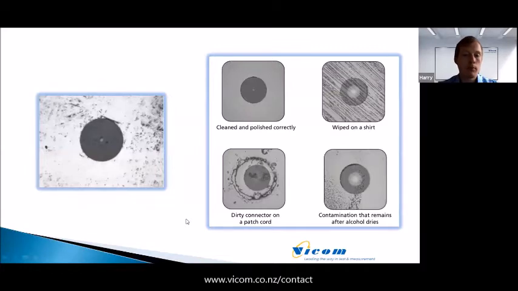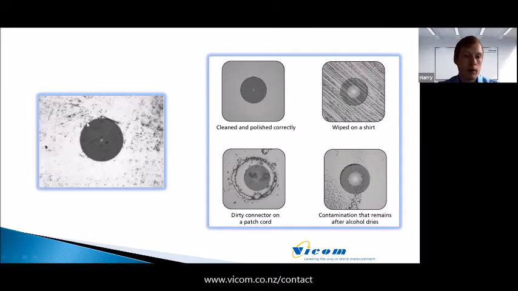So here we've got some examples of dirty connector end faces and connector end faces that have been cleaned not using the proper technique. On the left-hand side here, we've got an example of a dirty connector face. Just like the windscreen of your car, if there's dirt and grime all over it, light's going to have a hard time passing through it, and as a result, degradation in network performance.